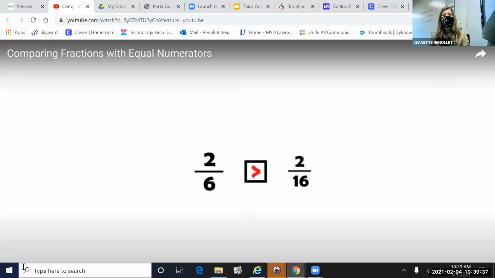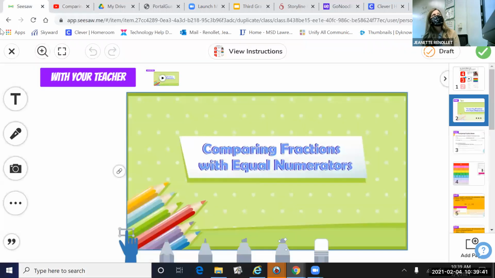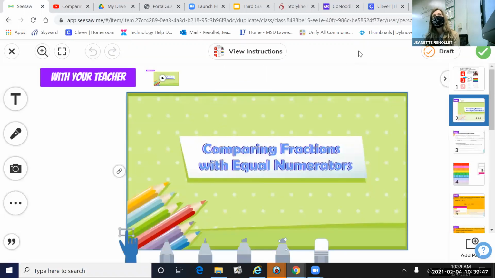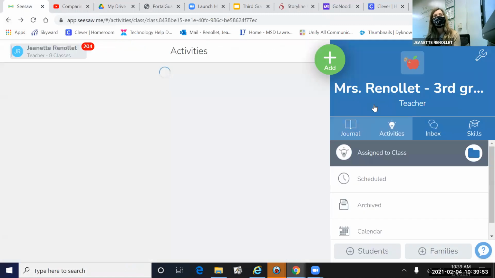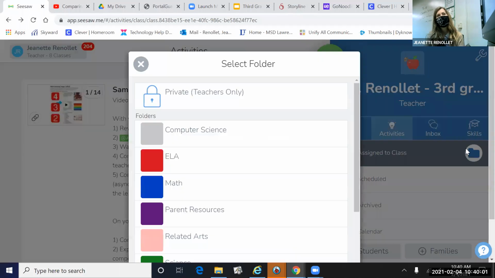All right, so let's go ahead and get into our Seesaw task together. Go ahead and open to Seesaw, please. And we're going to click on Activities. Assign to Class folder. Blue Math folder.